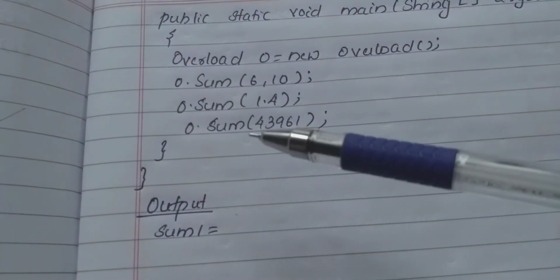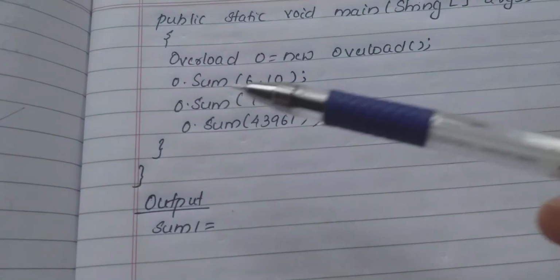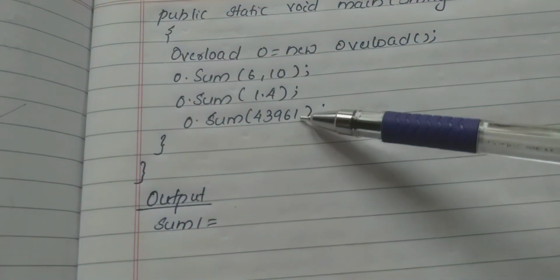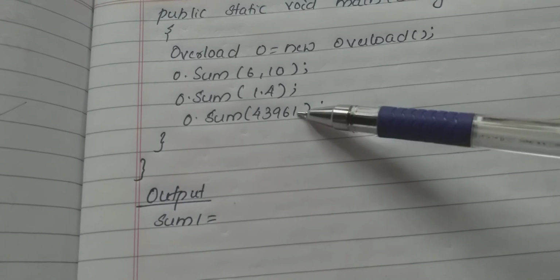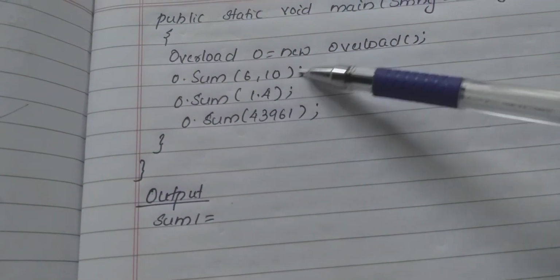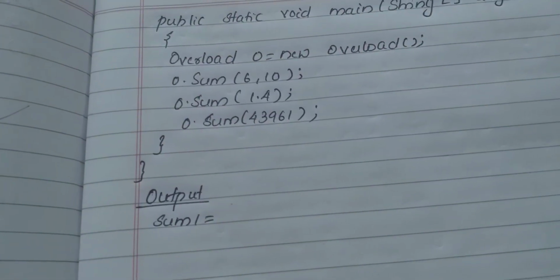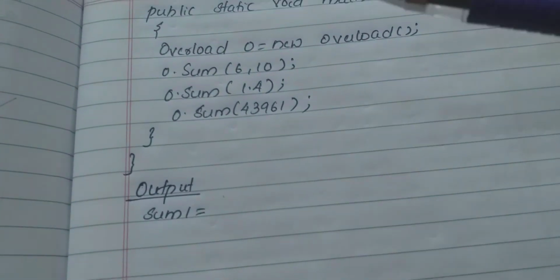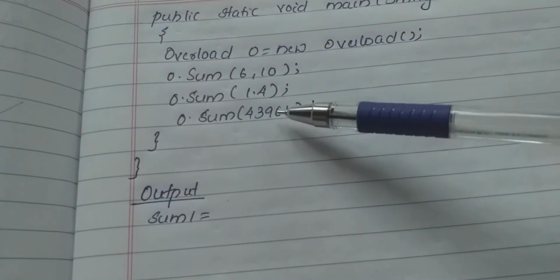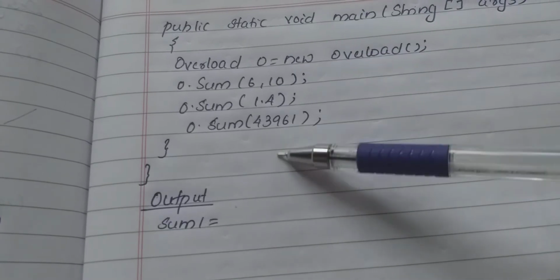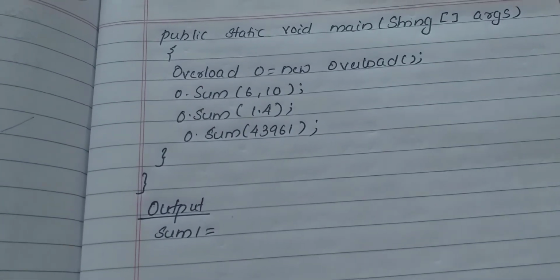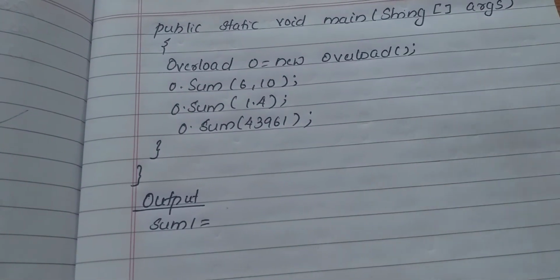Clear, students? So we have invoked the third method, that is o dot sum of, and the value we pass to that function is n. It is an integer type, isn't it? Int n. It is whatever value is given in the example itself, that is 43,961. So when we call this function, this particular function searches for this value and that value will be passed to the variable n. With that value, it processes that function and returns the result.